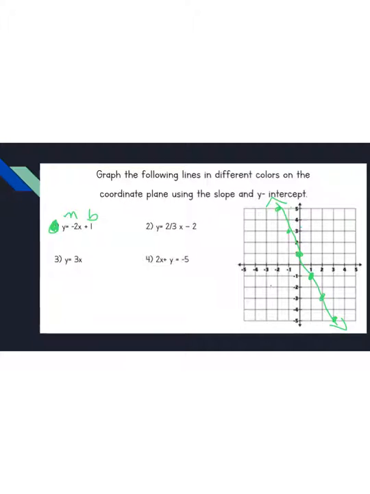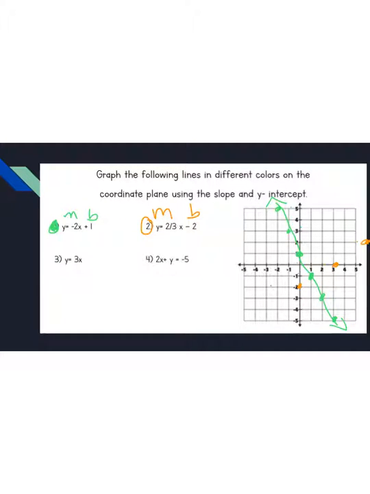Let's go to the next one. Do that one in orange. Label my M, label my B. Starting at my beginning, which is a negative 2. My slope's positive, so I'm going to go up. Up 2, right 3. 1, 2, 3. Up 2, right 3. 2, 3.